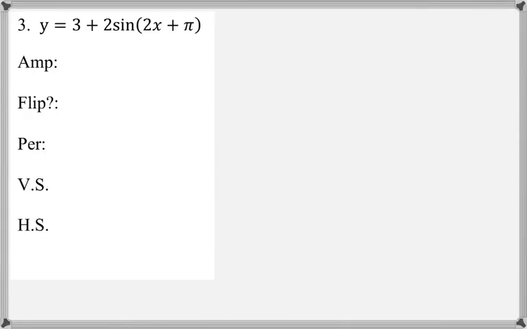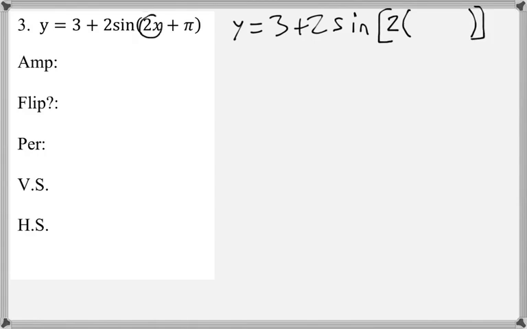On question number 3, we have a 2 in front of the x on the inside. So I actually need to get this into the correct form before I can really identify my information. So we need to factor that 2 out. So I'm going to put brackets, the 2. Now when you factor a number out, if you factor 2 out of 2x, that just leaves an x.